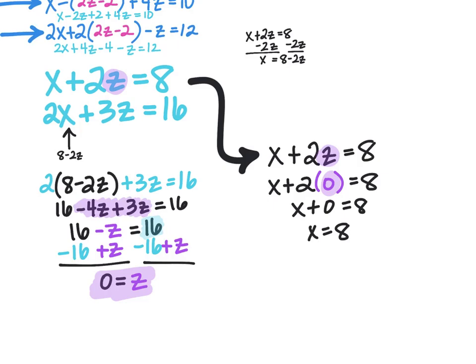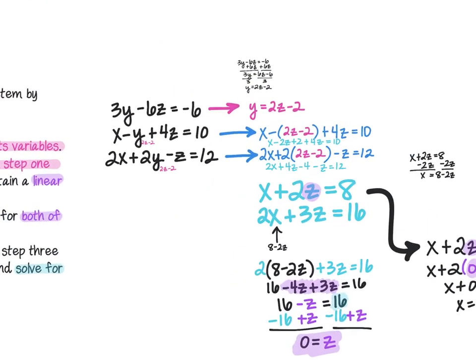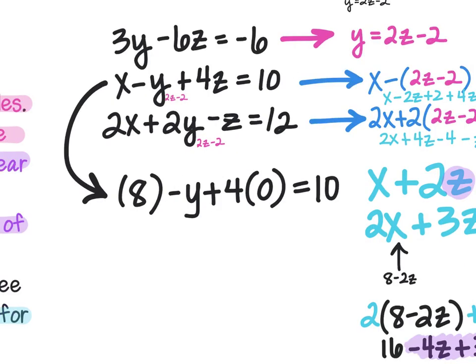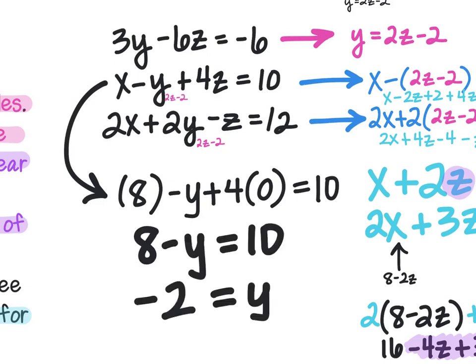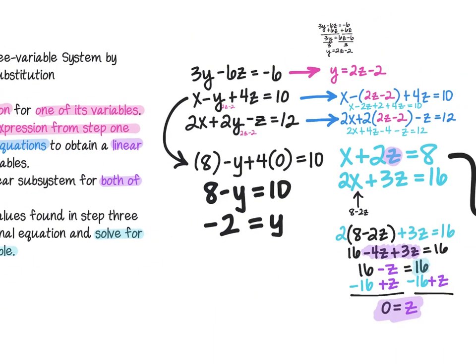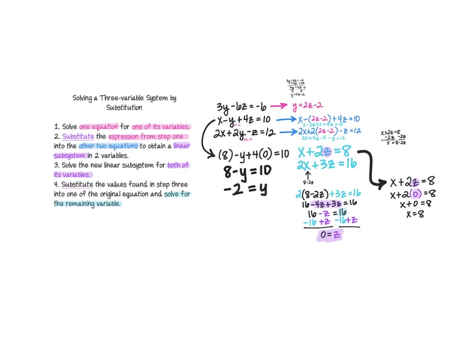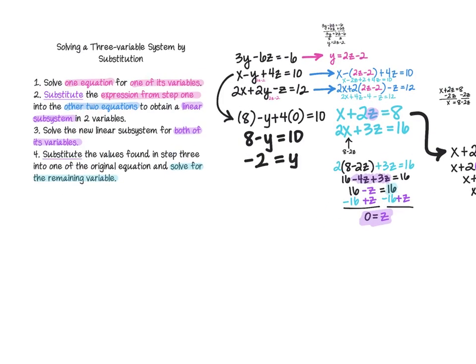Now we'll substitute x equals 8 and z equals 0 back into one of the original equations and solve for y. Now that I've done that, I'm going to simplify and figure out the value of y. Now that I have the value of all three variables, I am finished solving this three-variable system by substitution, and I'm going to write my solution as an ordered triple.